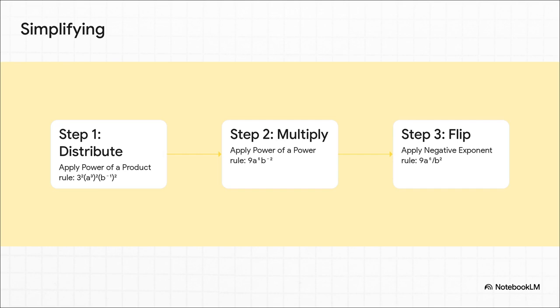First, we're going to distribute that outer exponent, the 2, to every single piece inside the parentheses. Then, for the variables, we use our power of a power rule, which means we multiply the exponents. And for the final step, we just have to deal with that pesky negative exponent by flipping the b down to the denominator. Do all that, and you've got your clean, simplified answer.